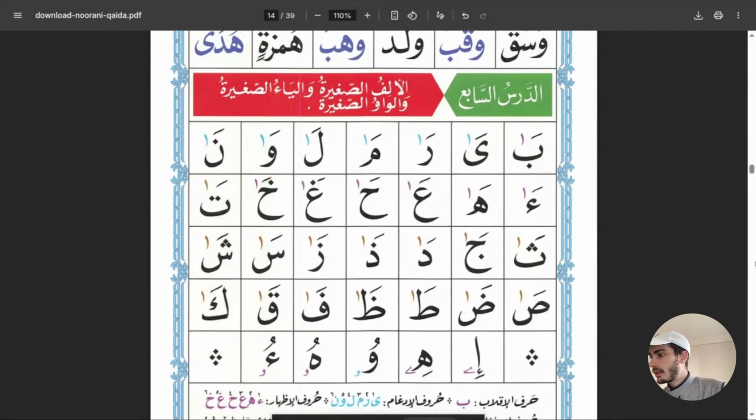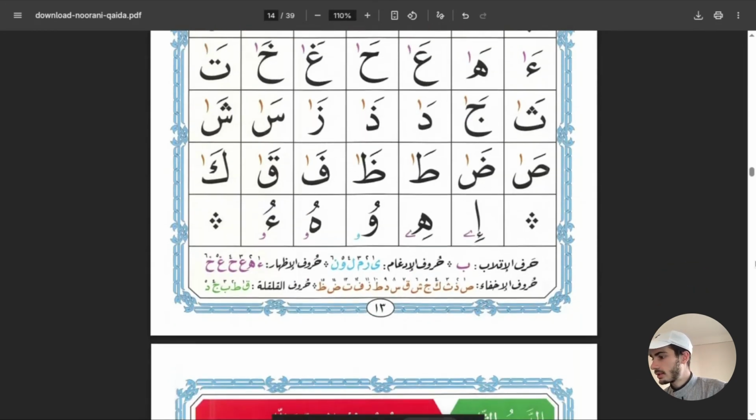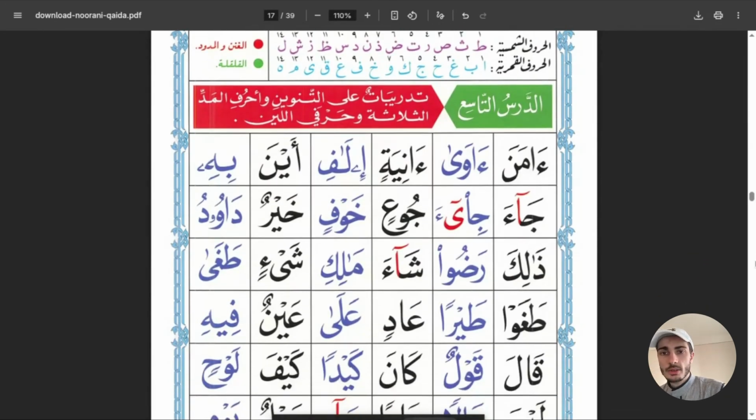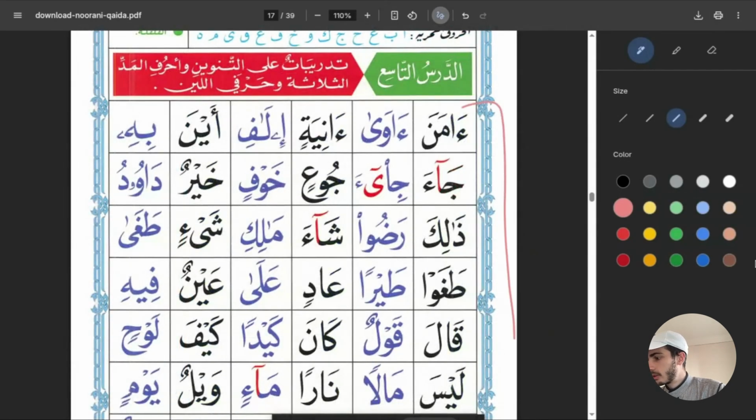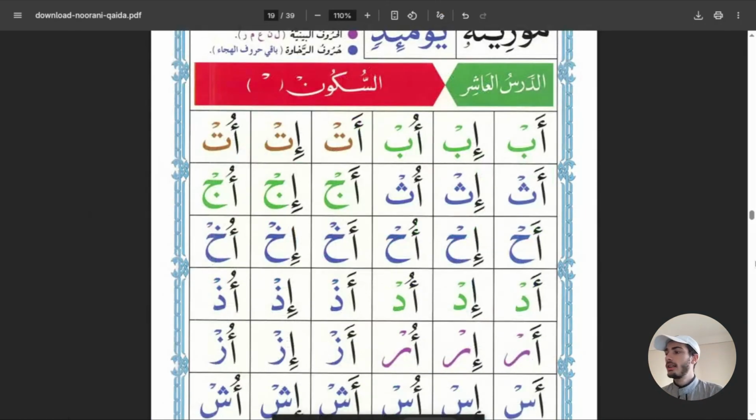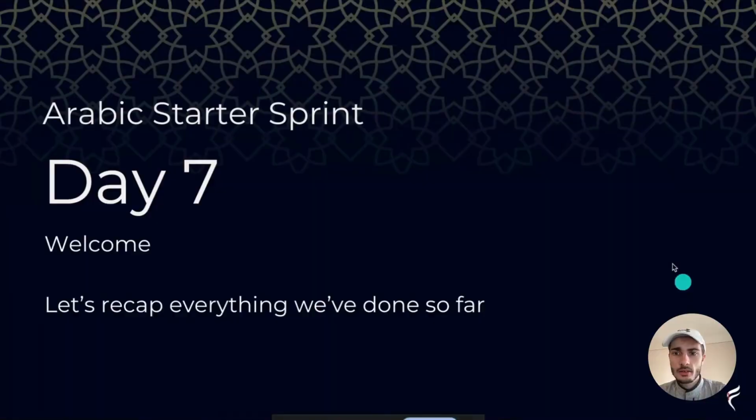After that, we looked at the alif saghira, the ya saghira, and the waw saghira. It was a short lesson. And then درس التاسع, so lesson number 9 in green here. We have here the practice that we have done as well. We have practiced with these words. And now we arrive at درس التاسع. This is where we will continue today.